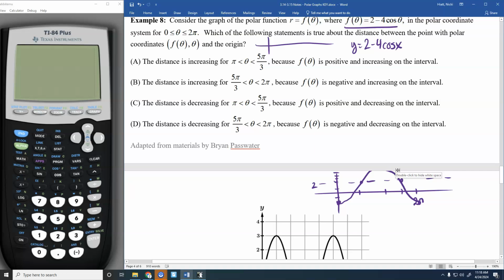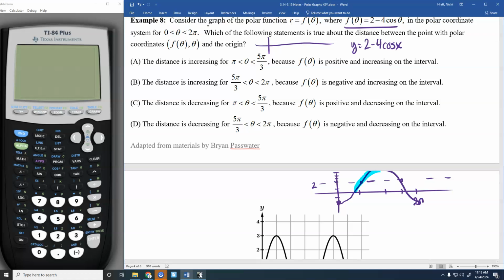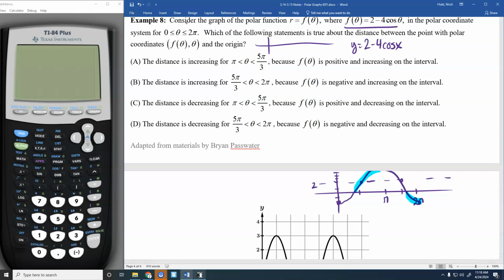And then you're thinking about the distance increasing or decreasing, so you're looking for where you're either increasing and positive, so increasing and positive would happen, I'll use the highlighter, you're increasing and positive here. Or you could be decreasing and negative, so that would be here. Those would be the cases. It looks like they didn't include this part. It looks like they just did this, which definitely right here is going to be at pi.